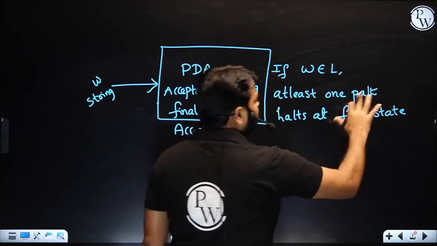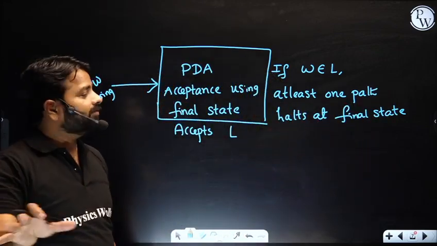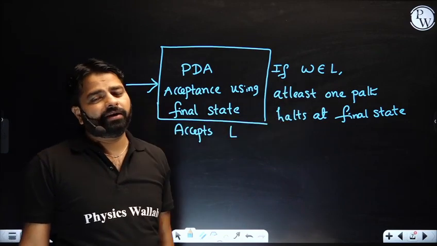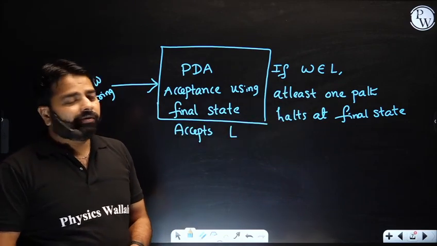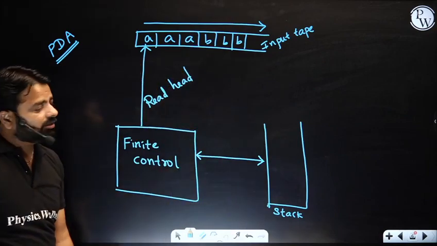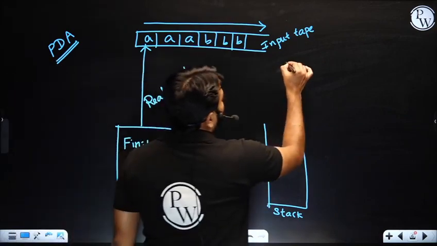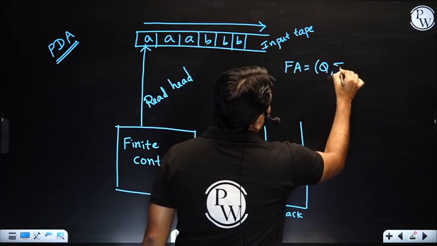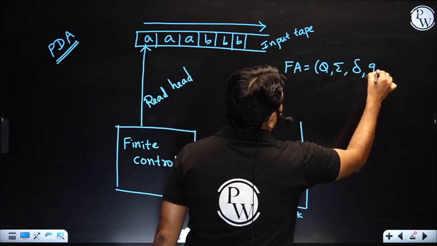At least one path exists that halts at a final state. So this is the same definition that we have in NFA. But where is the change? When it comes to configuration, already we have seen much change. Like when it is finite automata, how many parameters we have? Q, sigma, delta, Q naught, F.